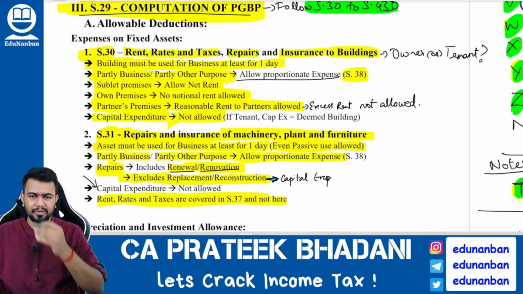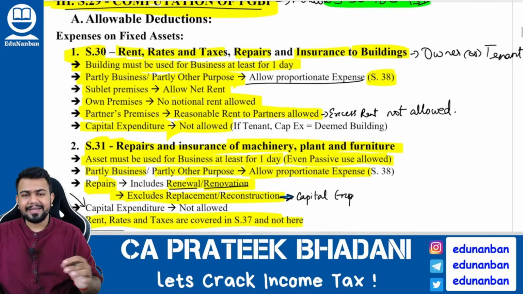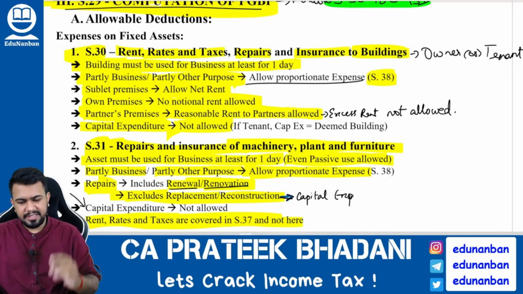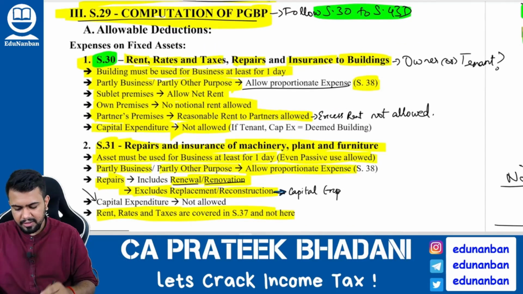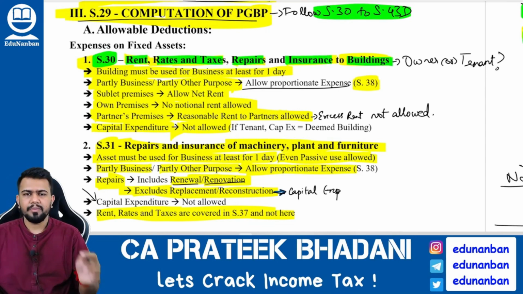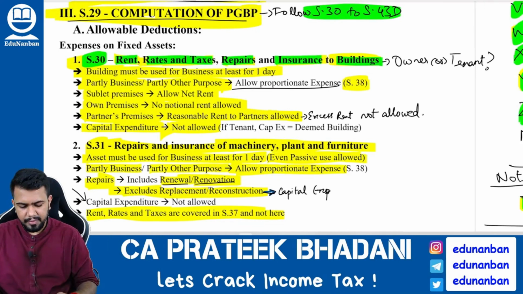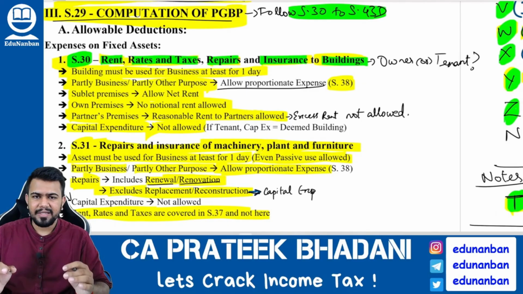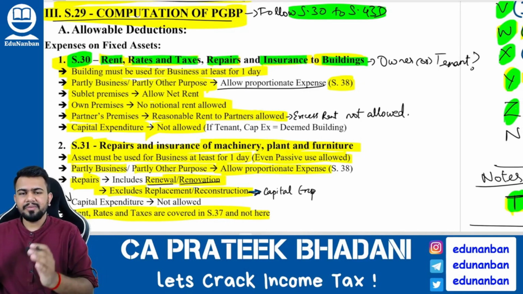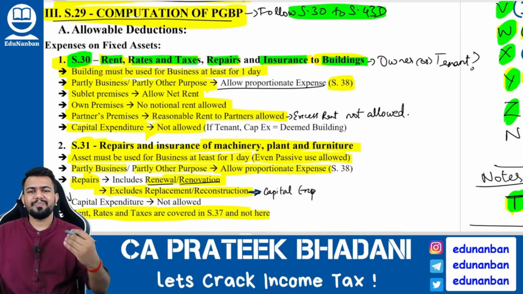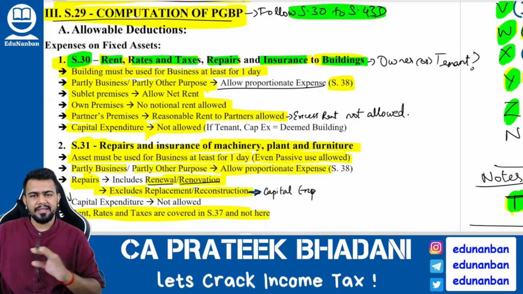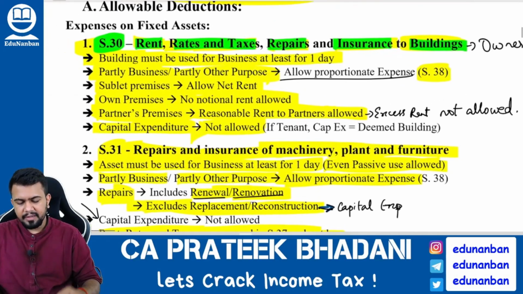Now let us come back to the computation provisions. Firstly, let us talk about deductions, and the first deduction that we are going to learn is section number 30. Section 30 talks about rent, rates and taxes, repairs and insurance done to building. So who will get the expenditure deduction? The owner of the building, or the tenant? The answer is whoever is spending the money will get the deduction. Let it be owner or let it be tenant, it does not matter. But what are the rules?